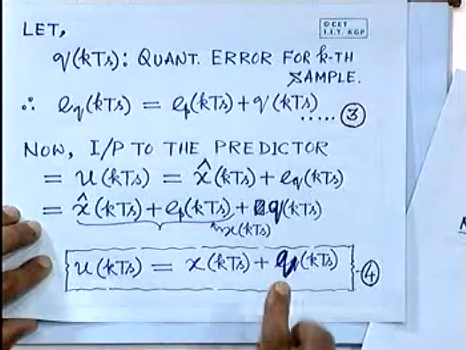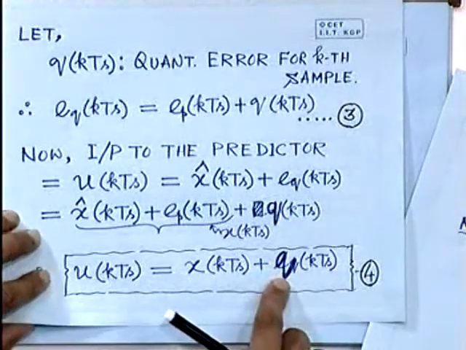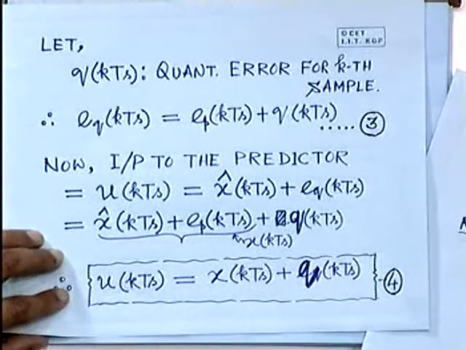UKTS is X cap KTS plus EQ KTS. EQ is the quantization error. Output, discrete levels. And then X cap also should have discrete levels, only then the sum can have the discrete levels. Is there any approximation in this UKTS? See, UKTS is a quantized version of XKTS. Is XKTS quantized? No. That quantization error is quantized. I mean, QKTS is the difference one. We know that it is limited to plus minus step size. XKTS is not a quantized signal really.